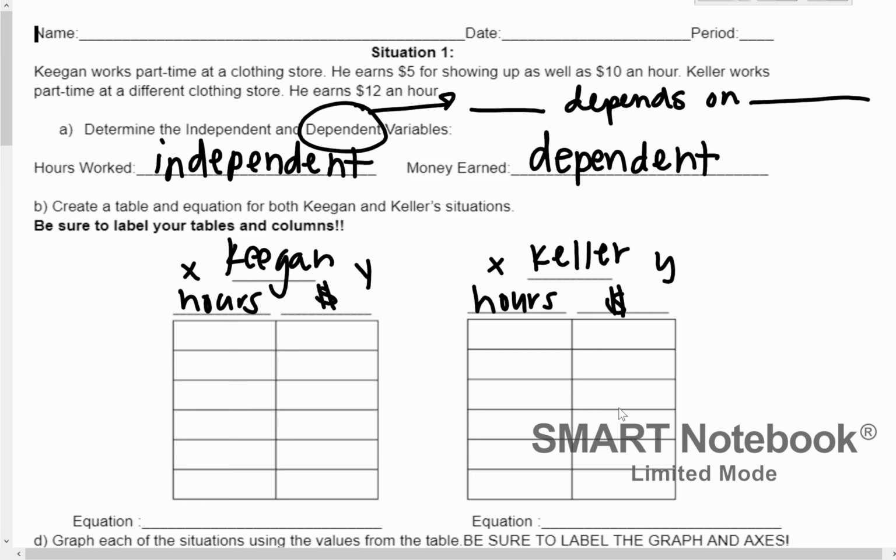For Keegan, if he works 0 hours, remember we always start our tables with 0. If he works 0 hours but he shows up, he still gets $5. If he works 1 hour, he gets that $5 for showing up as well as $10 for that 1 hour. So he would get $15 total. If he works 2 hours, he'd get $5 for showing up plus $10 for each of those hours, which would be $20 plus that $5, $25. If you can start to see a pattern, you can complete the rest of this table.